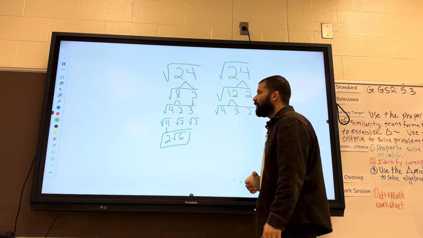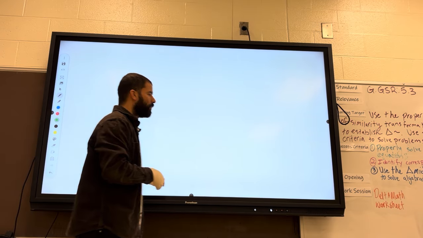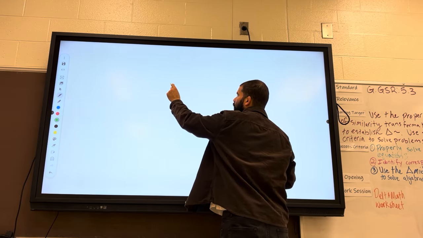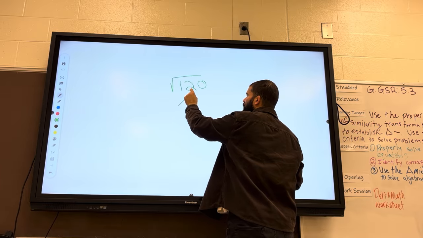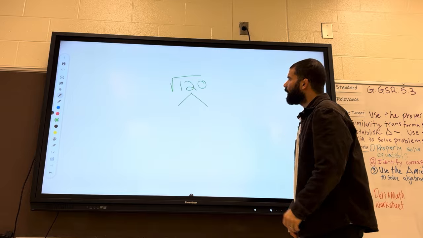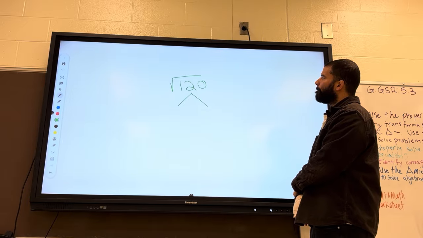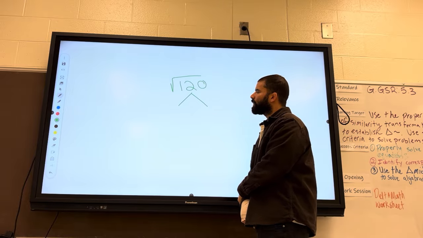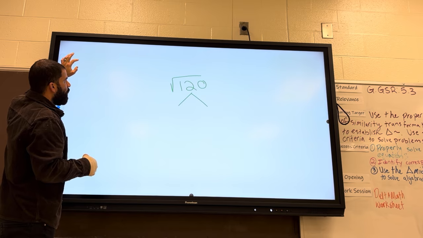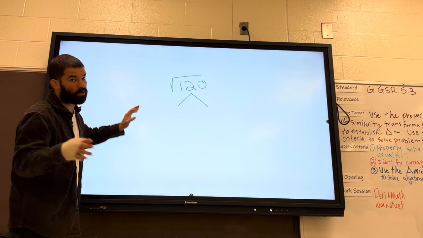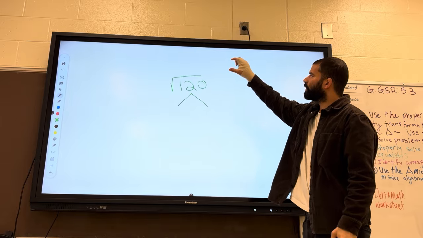Now, let's take a new one. Let's do 120. I like that one. So if we're going radical 120, we're gonna break this down. You can do this in the calculator. You can just go in, take the perfect squares. We're gonna write the perfect squares up here.